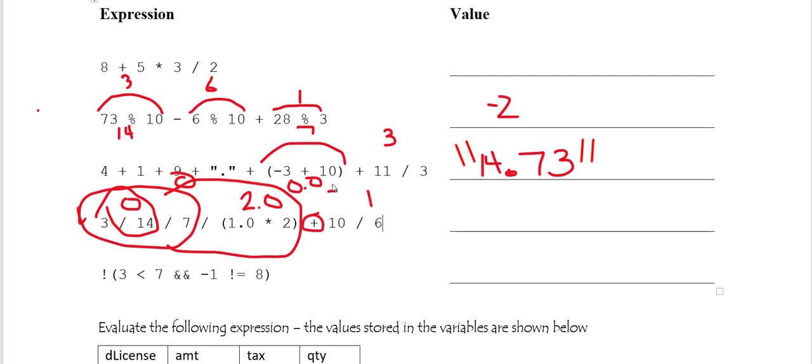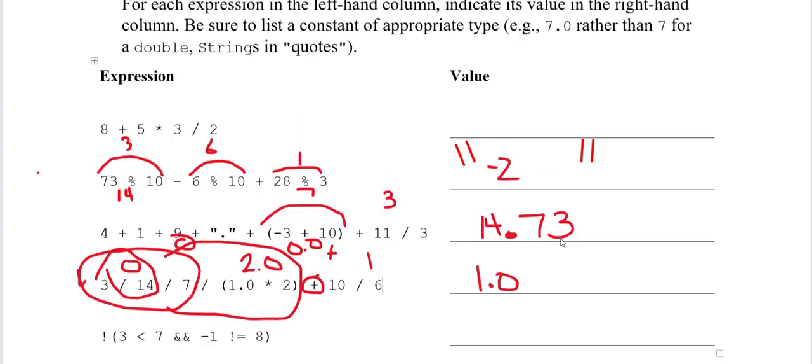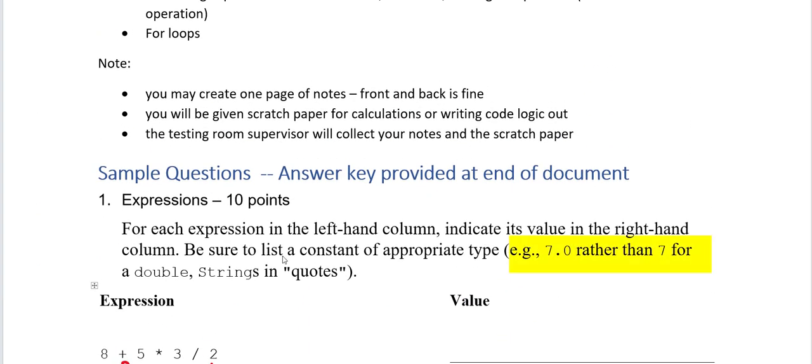The last operation that we'll do is this plus. Since this is a double, this will implicitly convert to a double. And so I am looking for 1.0, not 1 as the answer. Notice, be sure to list a constant of the appropriate type. For example, 7.0 rather than 7 for double. I will be looking for 1.0 here.